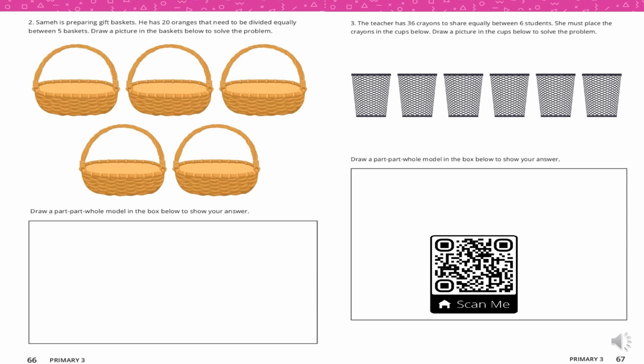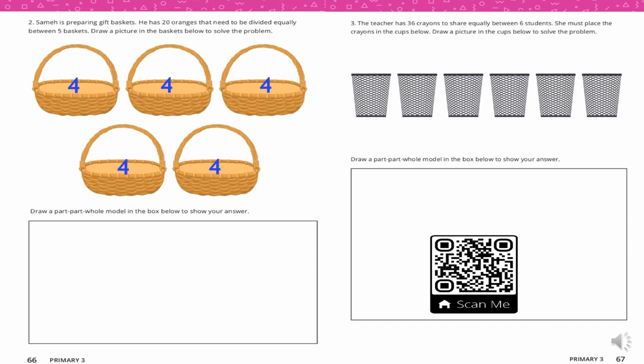We can get it from the multiplication. Division is the inverse operation of multiplication. 5 times what will give me 20? 5 times 4. So we will put 4 in each basket. 4 here repeated how many times? 5. So 4 times 5 equals 20. Yes, it's right, it's correct.